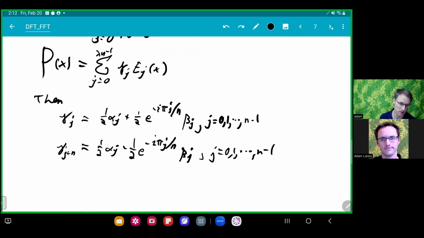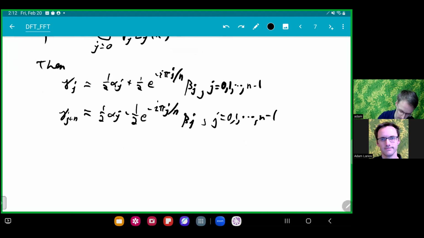Notice that it's written so that this can be done in a loop. By updating both of these coefficients at the same time, you can have a loop where j goes from 0 up to n minus 1. Update these at the same time, and you're good. Let me mention a couple of things, and then we'll talk about operation counts.